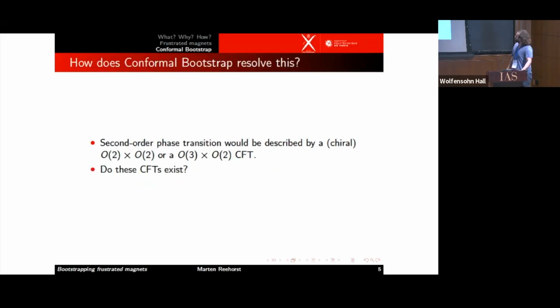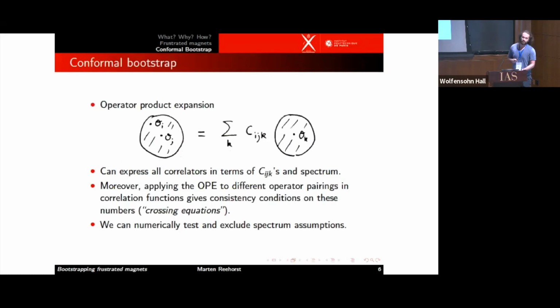So how can the conformal bootstrap help here? How can it resolve this? Well, if there is a second order phase transition, then it would be described by an O(2)×O(2) or O(3)×O(2) CFT. And it's a very simple question to ask: do these CFTs exist? The conformal bootstrap can help us answer this question.